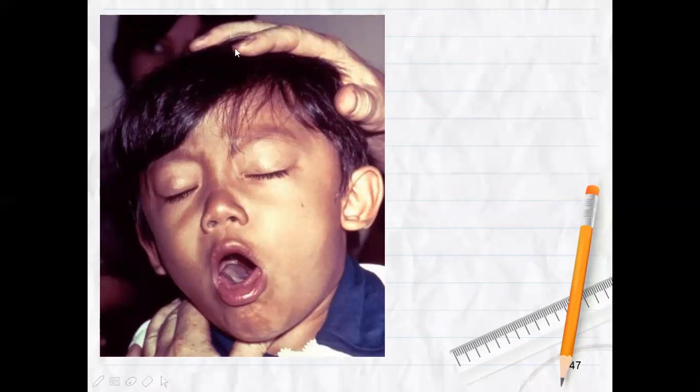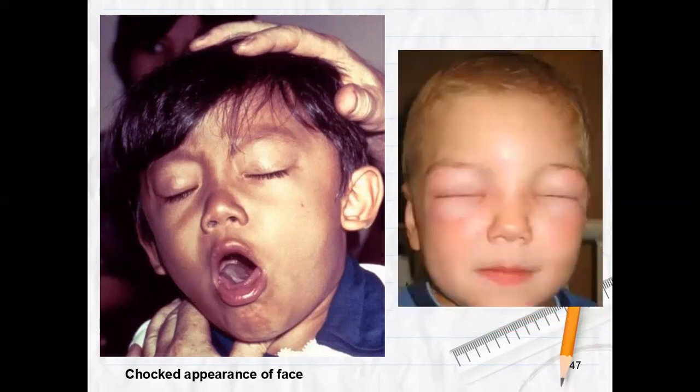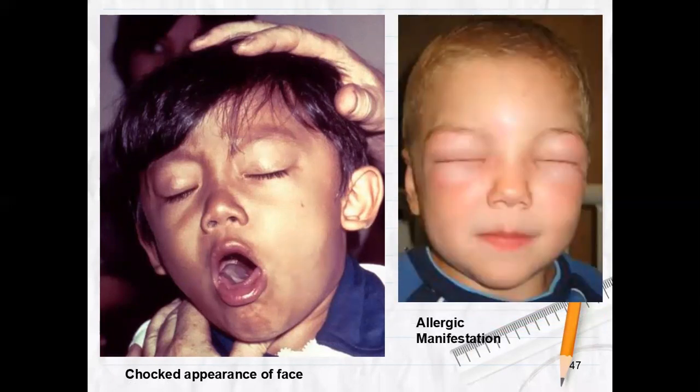Now this is a typical appearance of a choked face, that is due to foreign body ingestion. The person's lips look cyanosed, even the tongue looks cyanosed, and the person seems to be gasping for air. So that is a choked appearance. And the next thing that we would like to see is allergic reaction or allergic manifestation. You can note here the periorbital edema, redness on the cheeks, and there is also some swelling on the forehead. So that is shown in allergic manifestation.